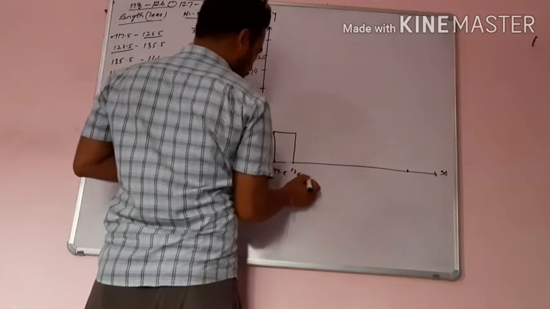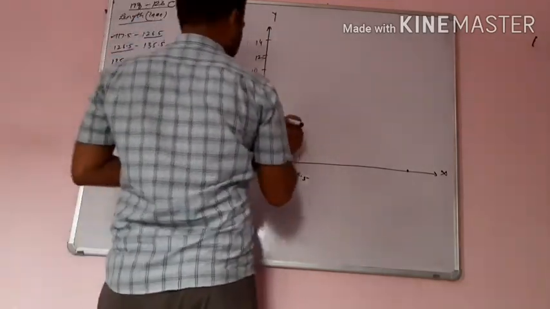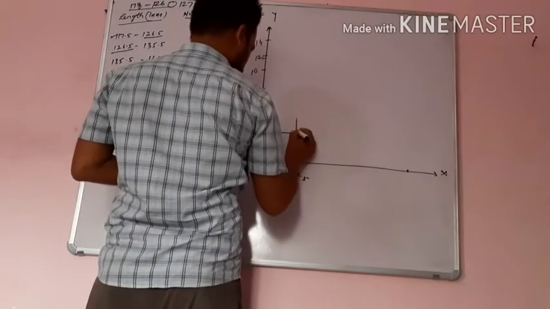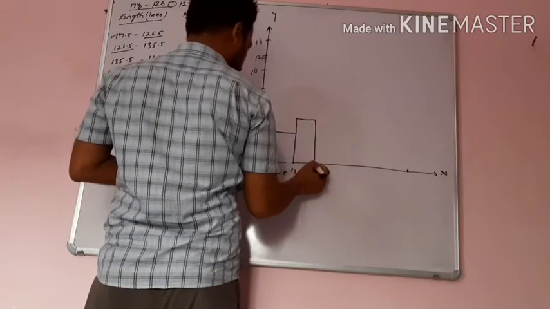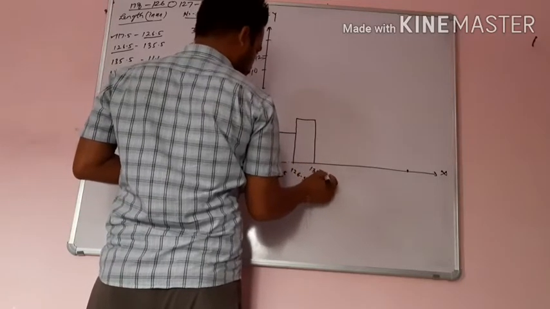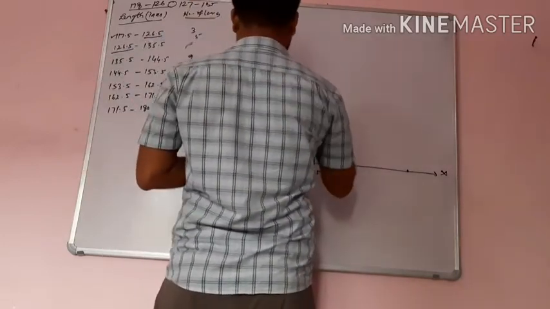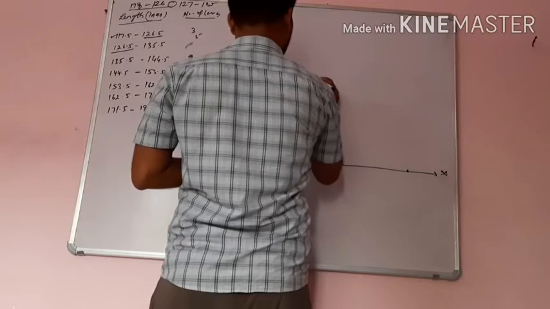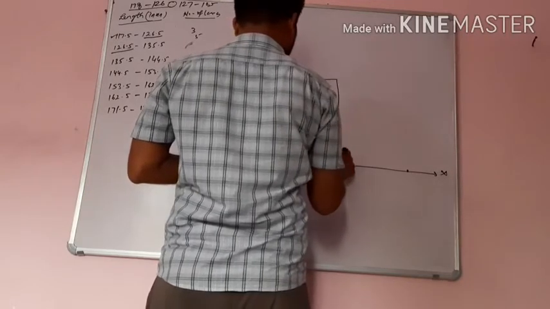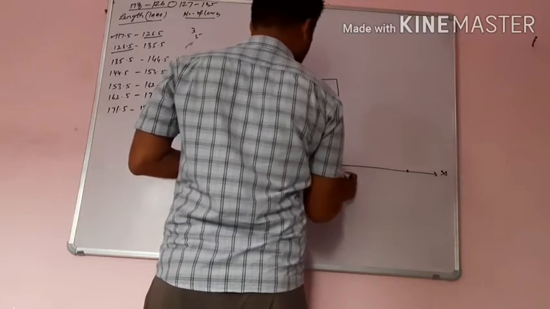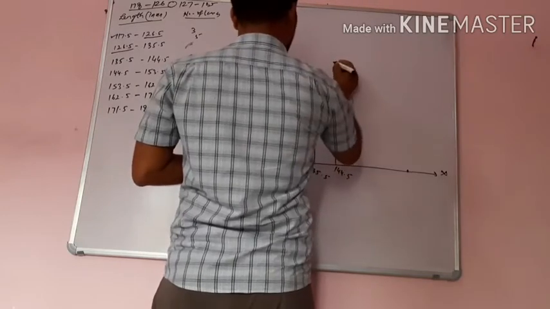And this point will be 126.5. For the next group, 126.5 to 135.5, what is the frequency? It is 5. So it will be drawn like that, and this will be 135.5. In this manner you draw it. Now 9. Twelve.